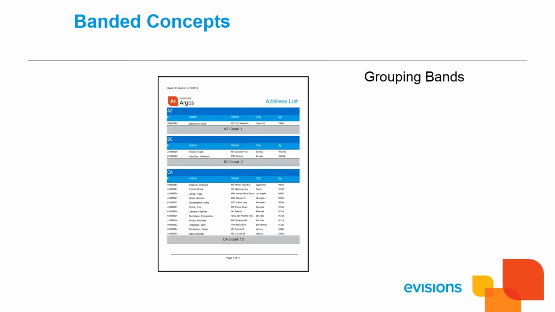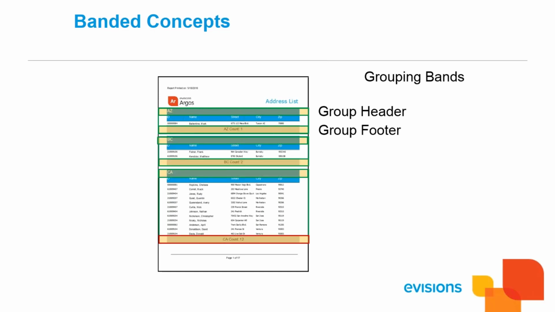The next band is a group band. There is a group header that defines the beginning of the band, and a group footer, which defines the end of the band. Grouping bands are bands that group detail records based on a definition. In a grouping band, the header band is required, but the footer is optional.